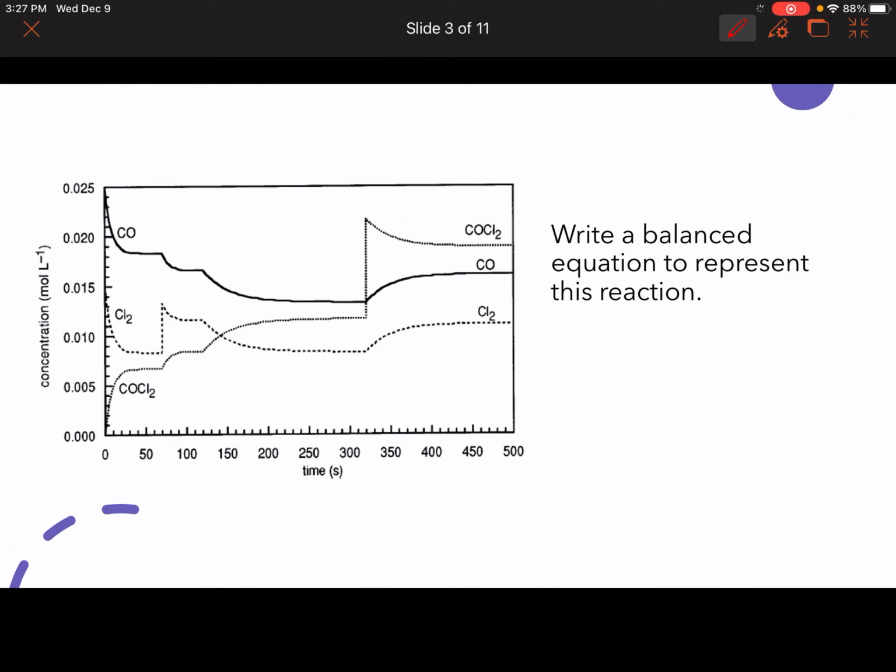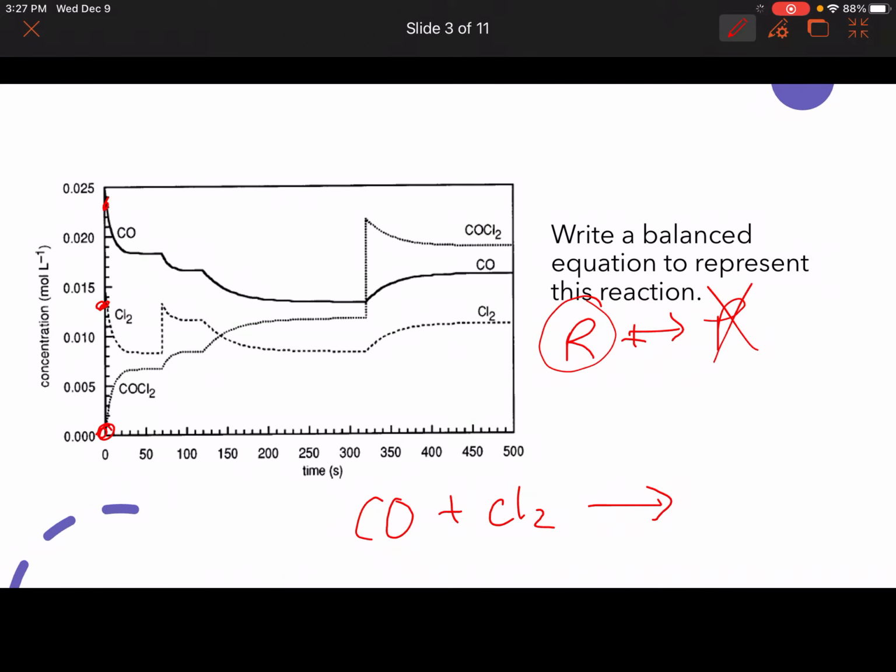First of all, we look at a general formula for an equation: reactants go to products, right? We have to start out with some reactants, but initially we don't have any products. If we look at our graph, the concentration of COCl2 is 0, whereas I've got concentrations of the Cl2 and CO. So this tells me that my formula is going to be CO plus Cl2, and then the COCl2 starts at 0 and starts increasing, so that's going to be my product.